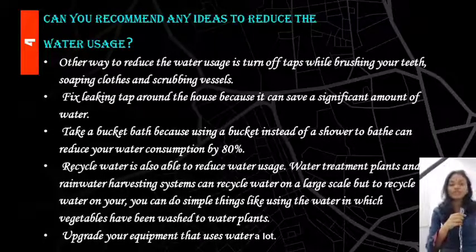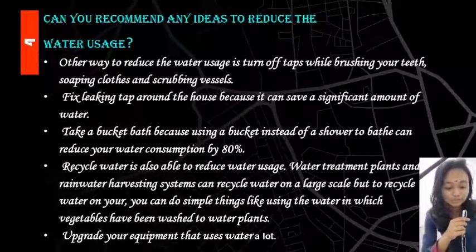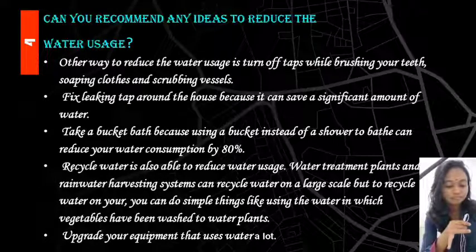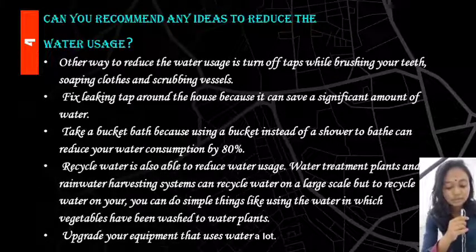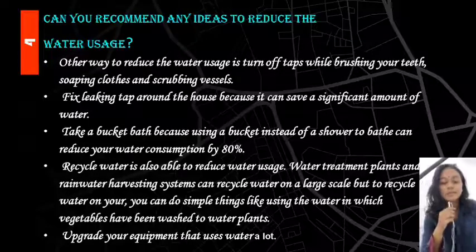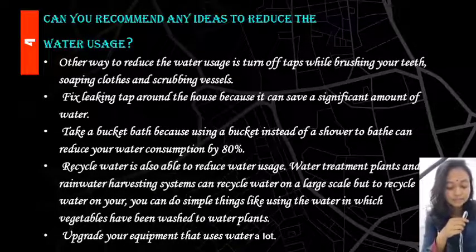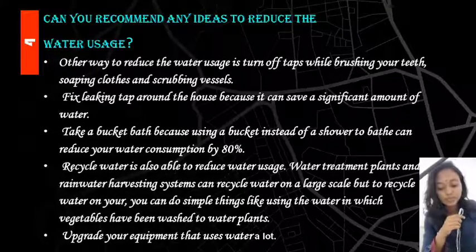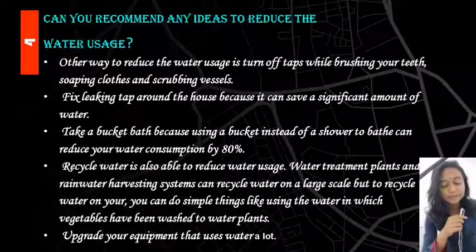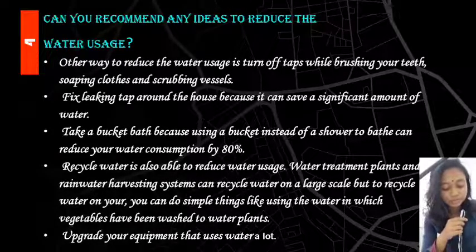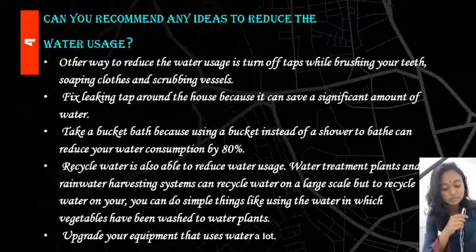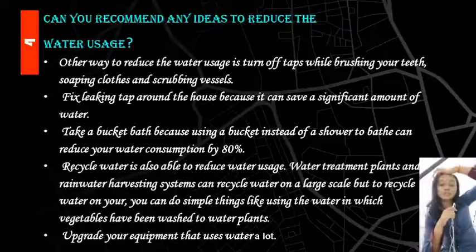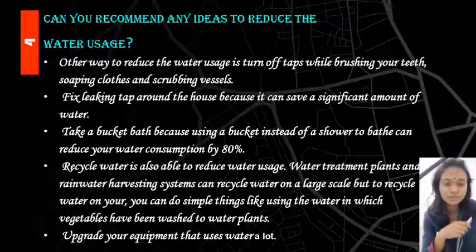Next, we can also recycle the water by water treatment, for example rainwater, because it can recycle water on a large scale. But for recycling water in a simple way, we can use the water for the vegetables, for plants, and so on. The last is to upgrade your equipment that uses a lot of water.